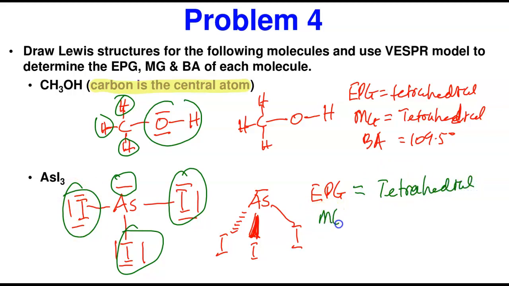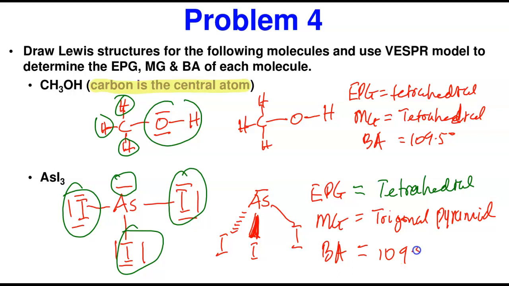Then the molecular geometry, the Mg is going to give you what? Because this is different now, this is going to give you trigonal pyramid. You have to memorize those by practice. And finally, the bond angle is based on the EPG. The EPG is tetrahedral, so the bond angle is going to give us 109.5 degrees.